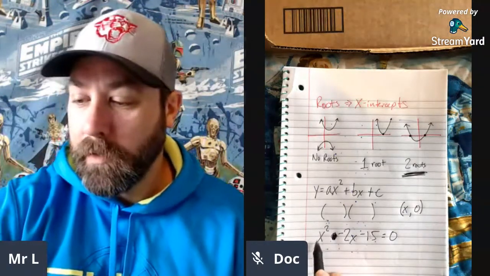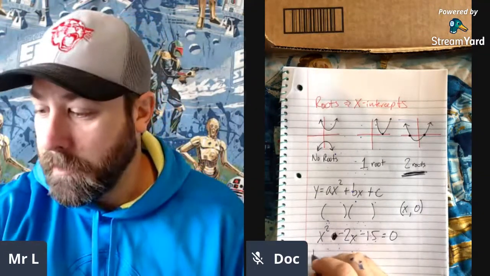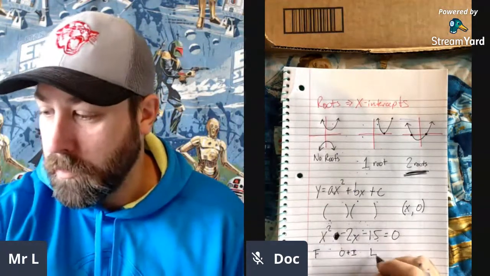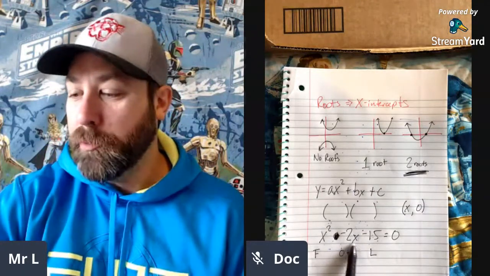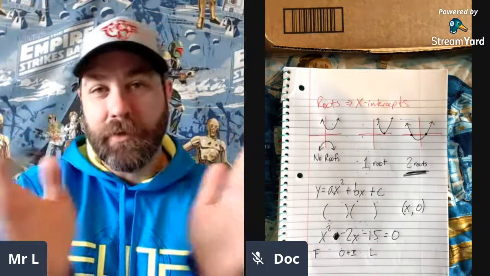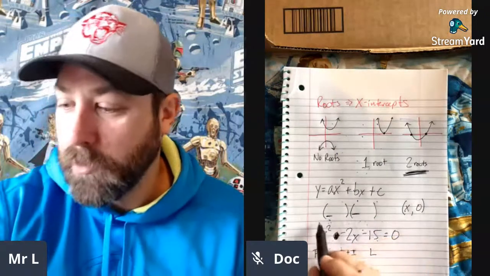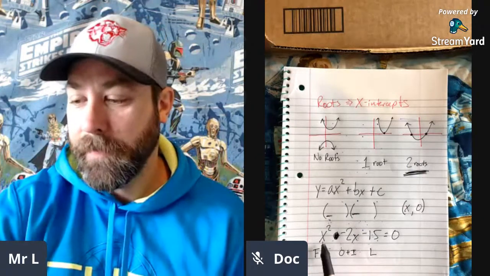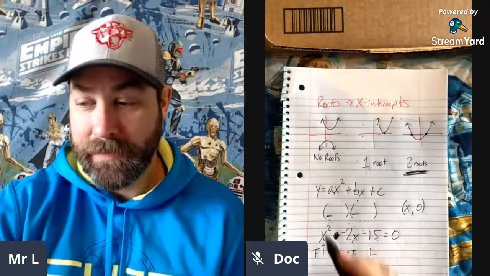Now, when the a term is 1, when we do our FOIL method, the outer plus the inner terms always combine together because we've got two x terms that we combine. Whatever you do to multiply your first terms together, that is this. So factors of x squared would just be x and x. x times x is x squared.